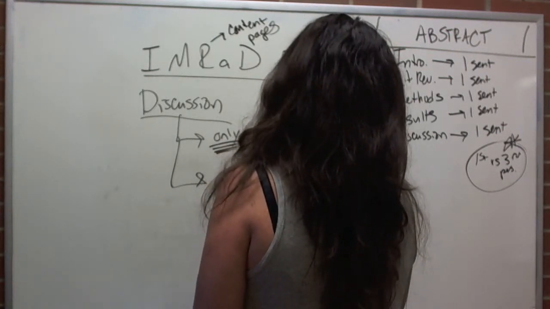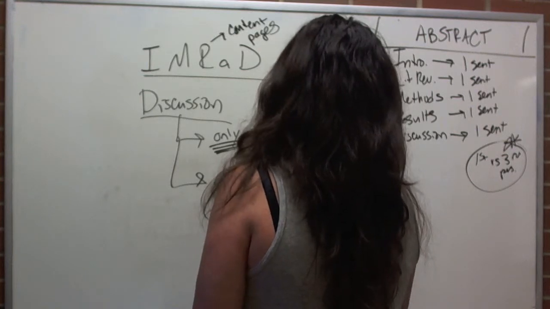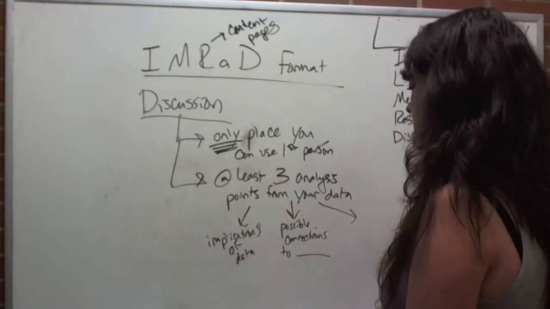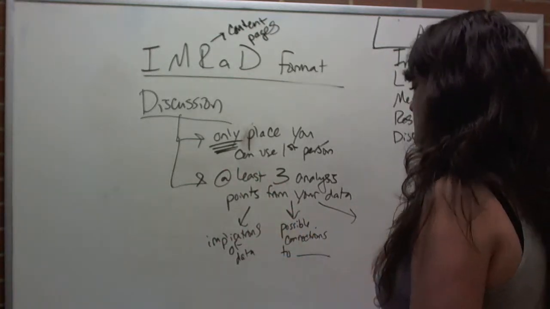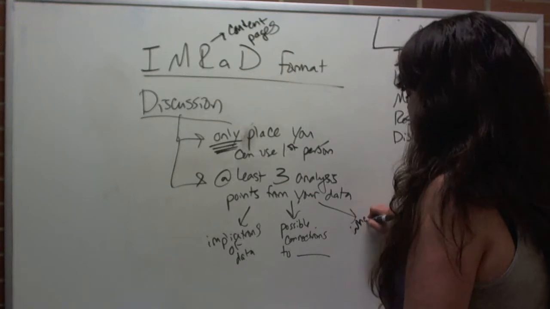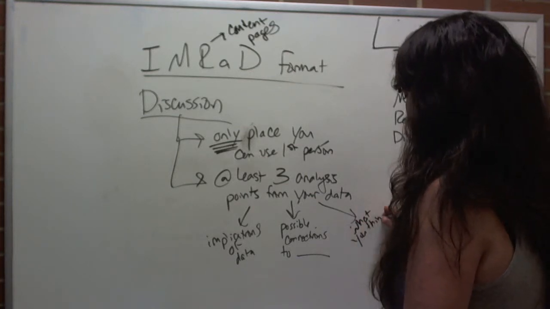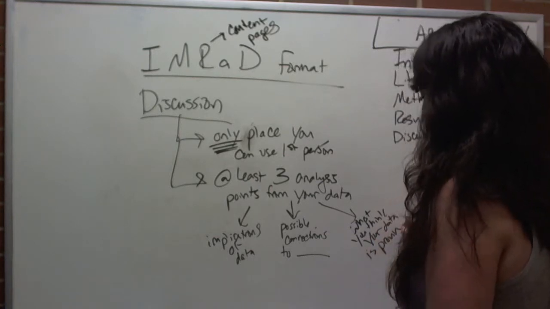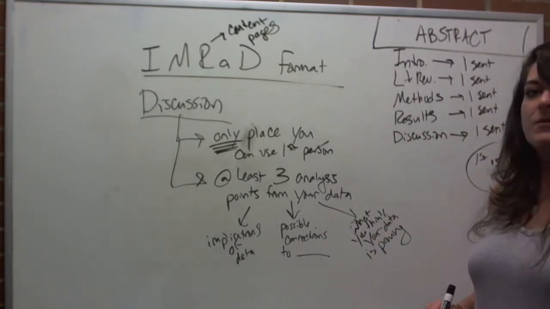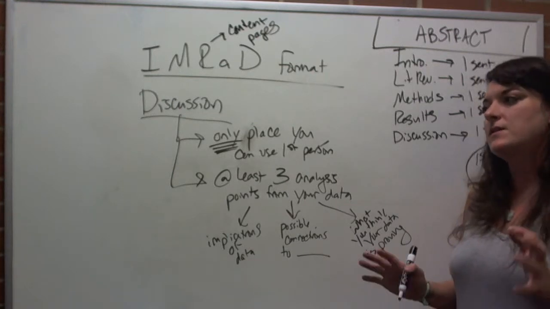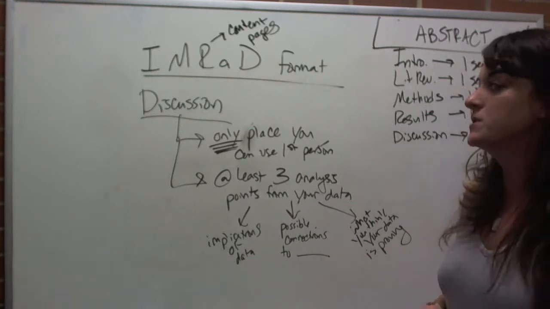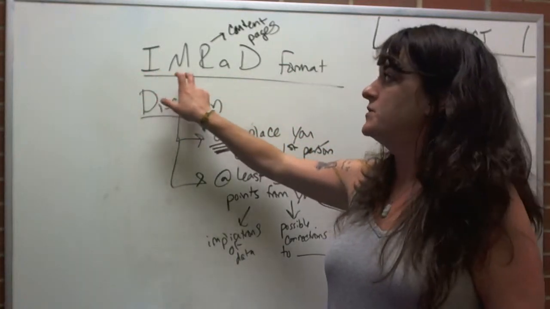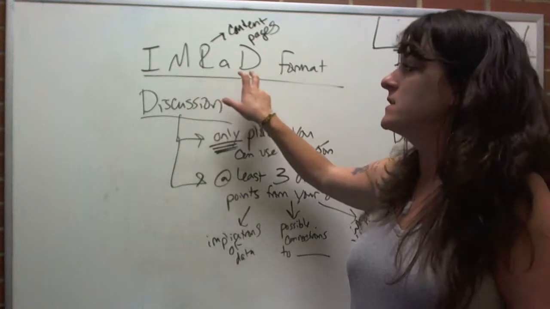Possible connections to other data or other things or stereotypes or whatever it is. So we've got implications of the data, possible connections of the data, or just in general what you think your data is proving. Now, we've gone over, I believe in previous videos, the difference between objective and subjective language. So in IMRaD format, objective, objective, objective, subjective.